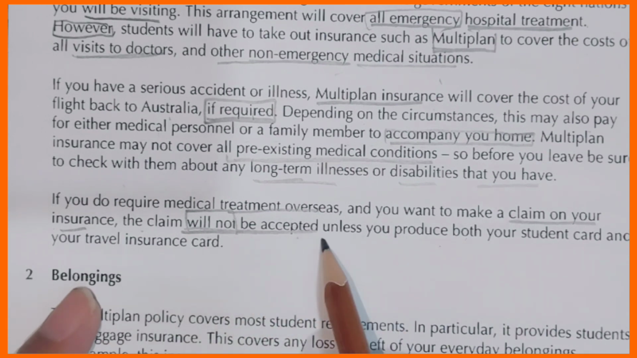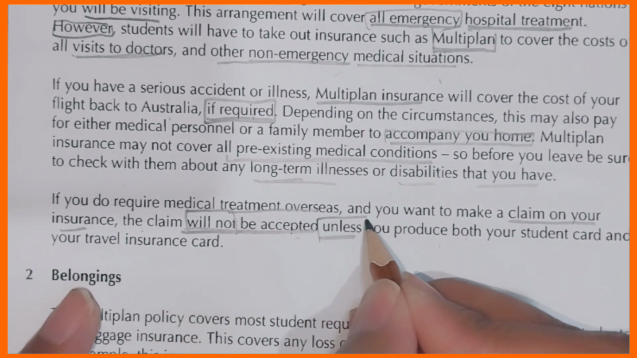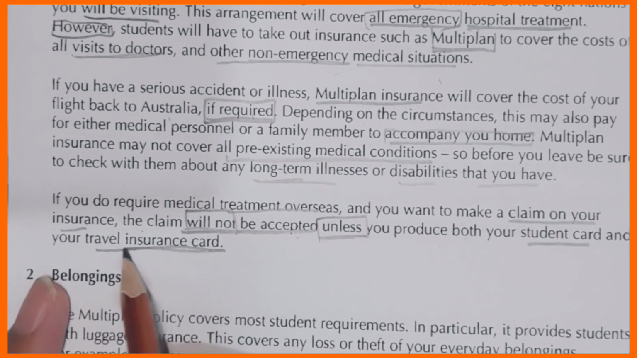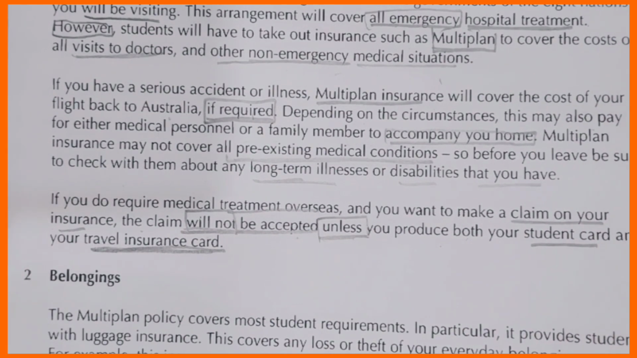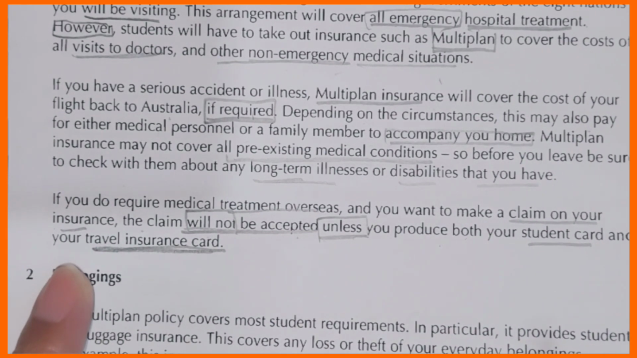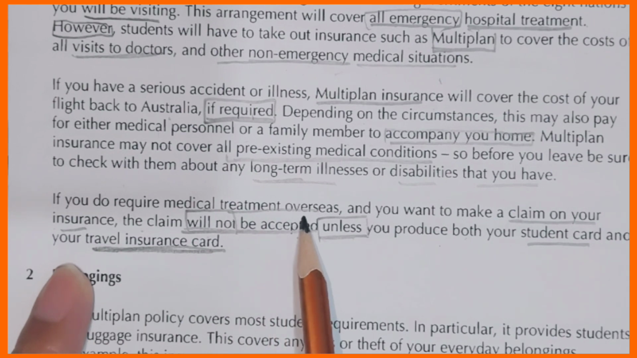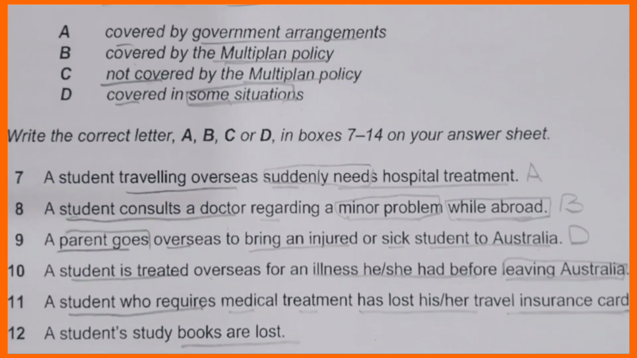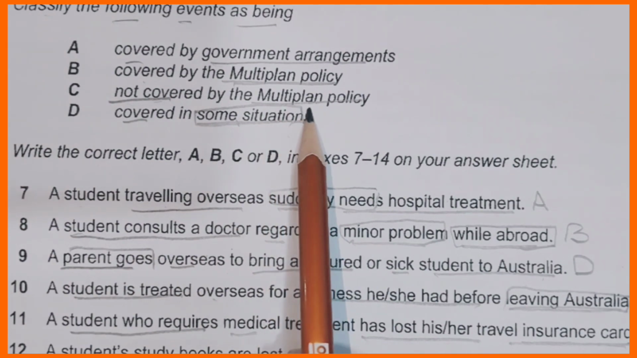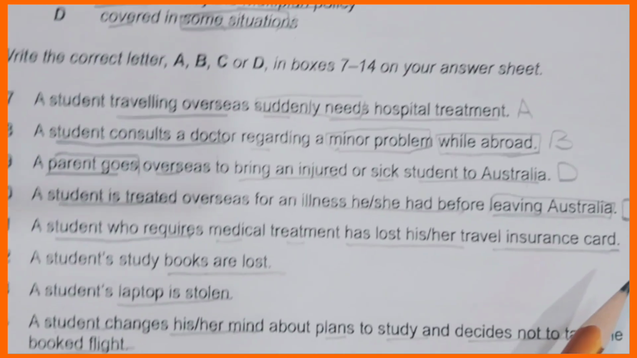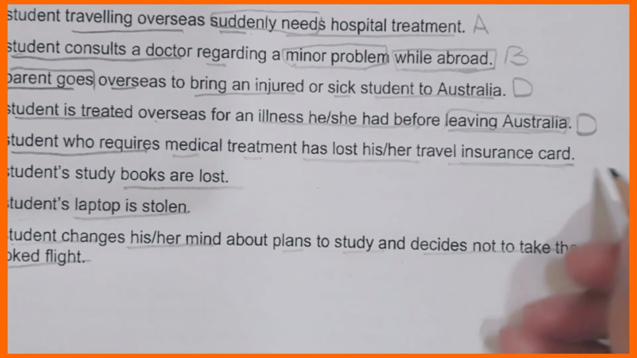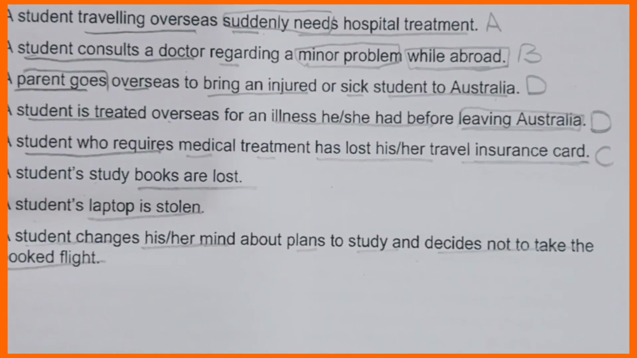Will not be accepted unless, I mean, until you produce both your student card and your travel insurance card. So you are supposed to produce both your student card and travel insurance card, otherwise you will not be able to get the treatment overseas. So what will be the answer? A student who requires medical treatment has lost his or her insurance card. So if we see, not covered by the multi-plan policy. So what will be the answer here? The answer will be C. So now we will go towards our next question.